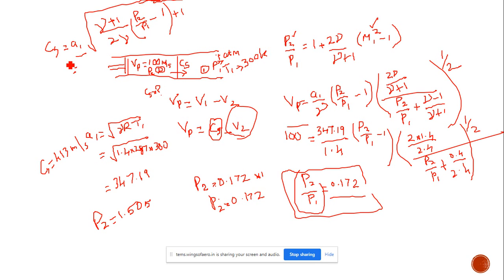So what is VP here, sir? VP is the piston speed. Actually, we didn't cover this topic because we have classes for this topic later only.